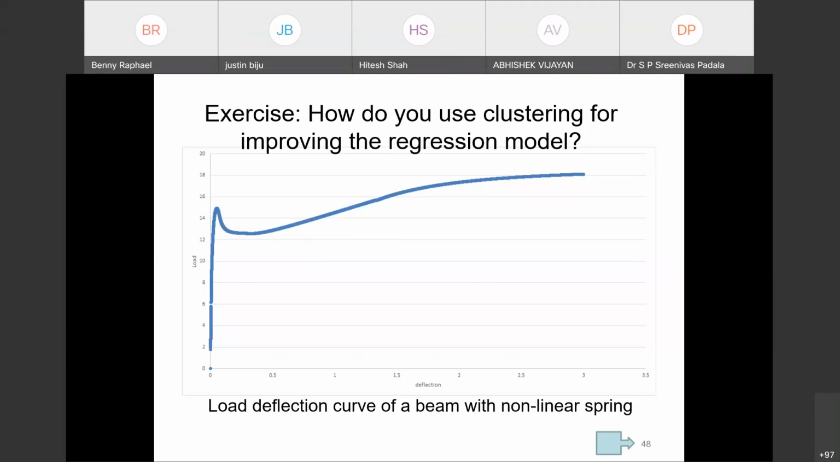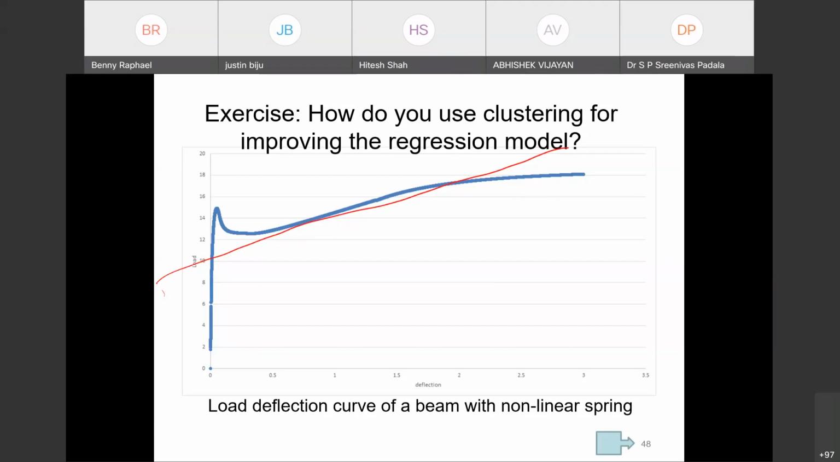So I've taken this example. You have seen this curve before. This is the load deflection curve of a nonlinear spring. So I asked you to find out whether you get good accuracy if you fit a straight line to all the data points. If you fit a straight line, probably you might get something like this. So in the initial region, you get large errors. The model does not give a very good fit.